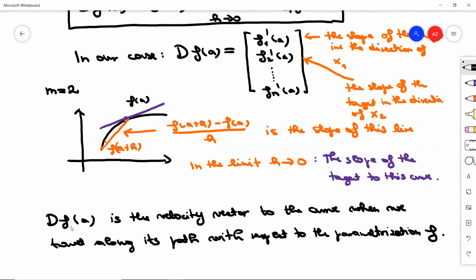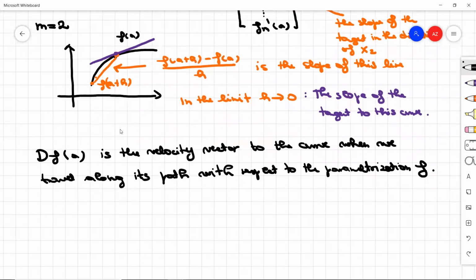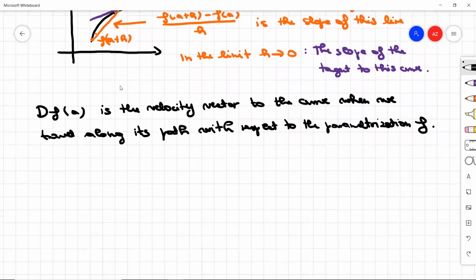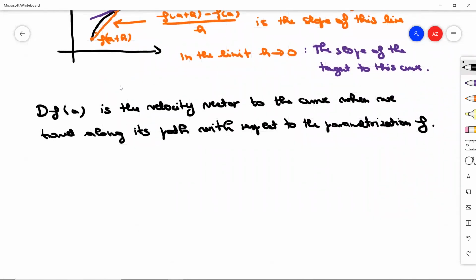So df of a is the velocity when we travel along the curve with this specific parameterization. If we change f, we could be on the same curve and at the same point, but the velocity vector would be different, because the parameterization really determines the velocity vector. So let's study a little bit how this parameterization influences the velocity vector.